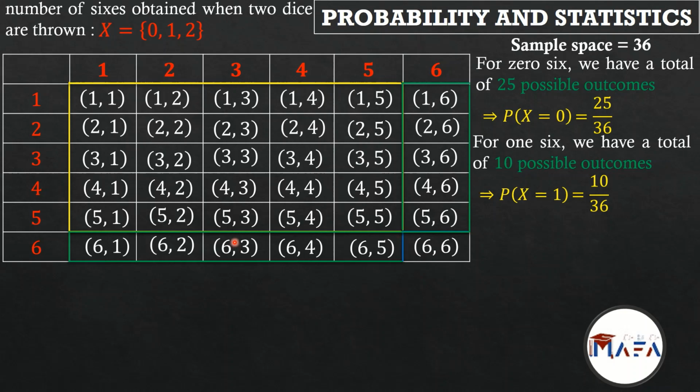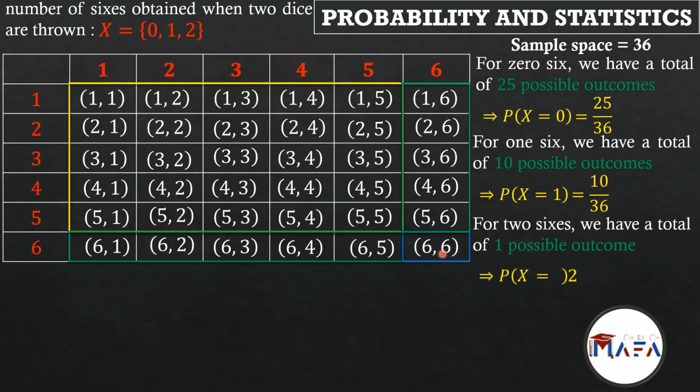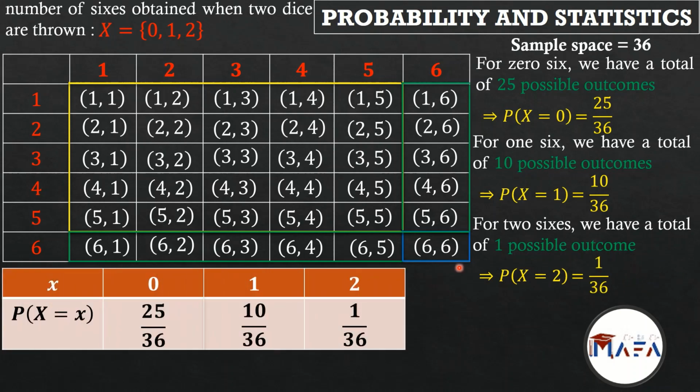And finally, for us to get two 6s, there is only one possible outcome, which is when both dice show a 6. So the probability of getting two 6s is the total number of favorable outcomes, which is 1, divided by the total number of outcomes, which is the sample space, 36.